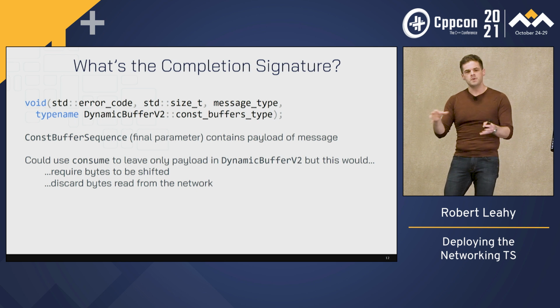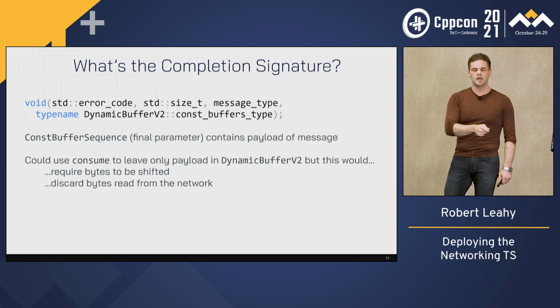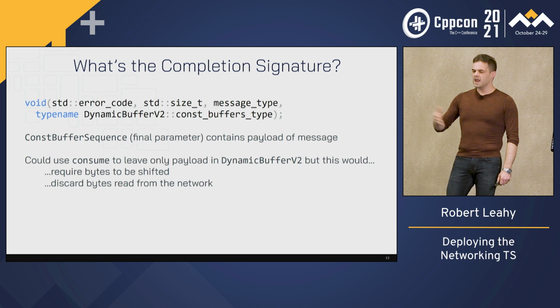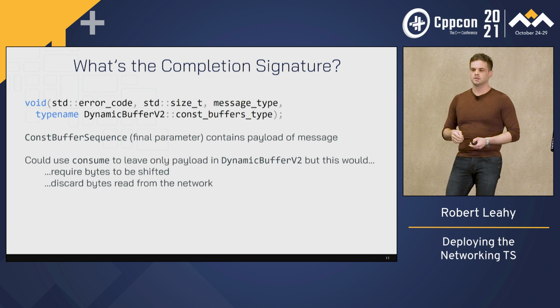And why do I need to give them a view of the payload? Why don't I simply manipulate the dynamic buffer until it only contains the payload, and then they can go off and inspect it? But I synthesized all this context in the operation. I know exactly how many bytes I transferred, and I know the exact bytes in the dynamic buffer that represent the payload. So why would I assume the user doesn't need them? Why would I drop them on the floor?